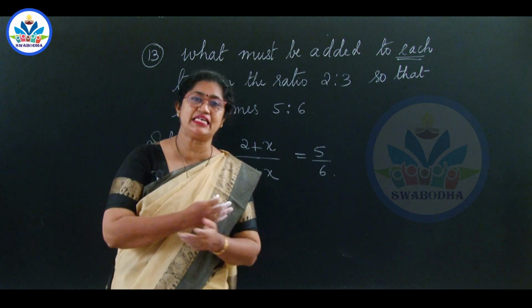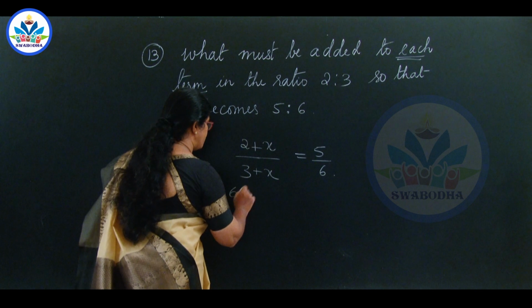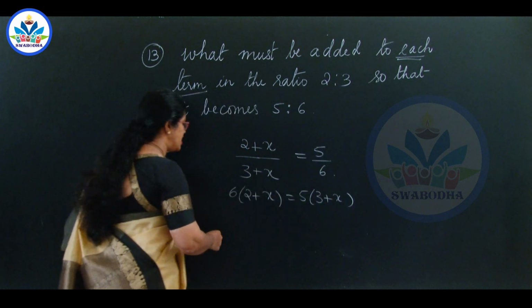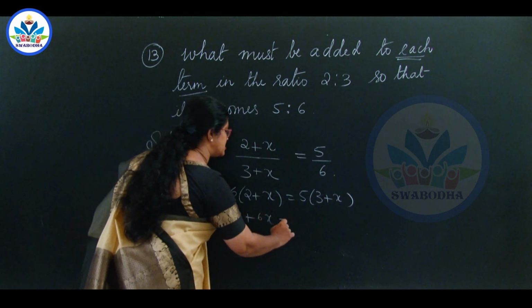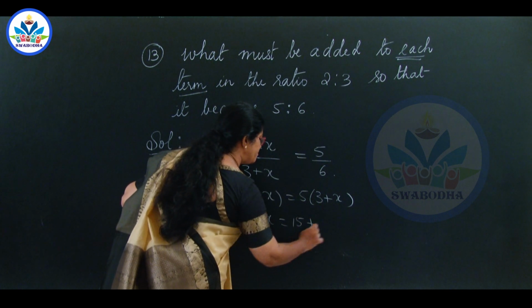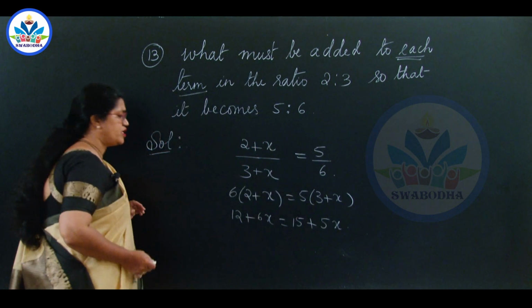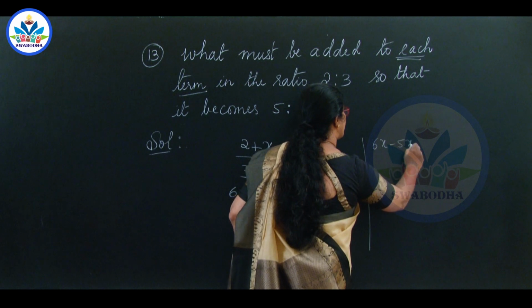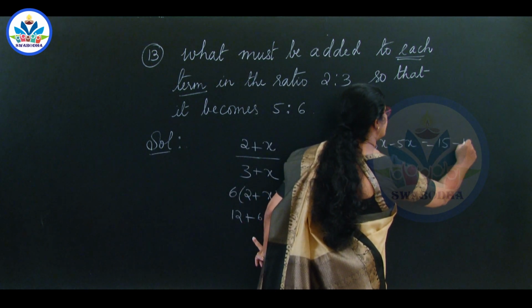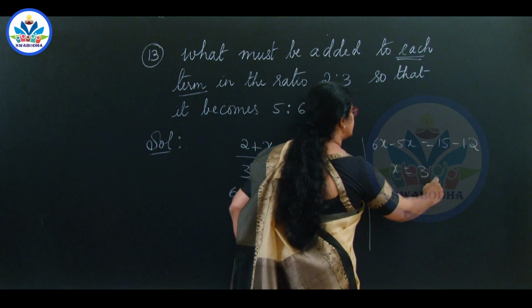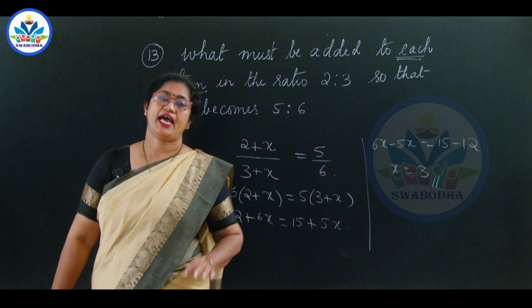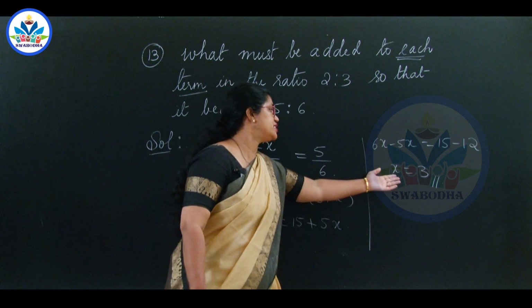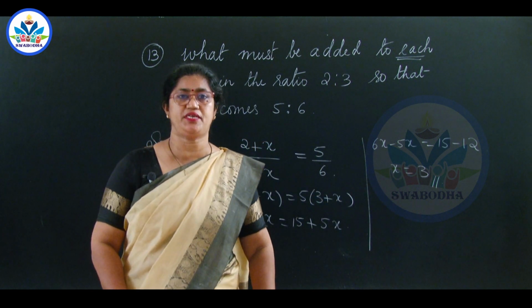Very simple sum. You can directly do the simplification, cross multiplication. 6 into (2 plus x) is equal to 5 into (3 plus x), and that is 12 plus 6x is equal to 15 plus 5x. Now get all the x terms to one side, you get 6x minus 5x equal to 15 minus 12, and that is x is equal to 3. And here the question is to find what is x itself. So here we stop, the answer is x equal to 3.